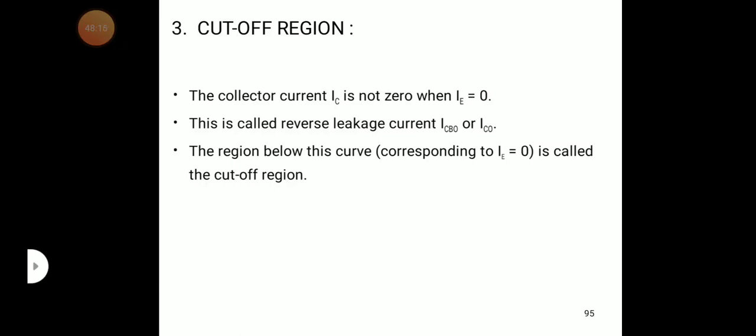So this is about the common base configuration, input and output characteristics. In the next class, we will discuss some more things about transistor configurations.